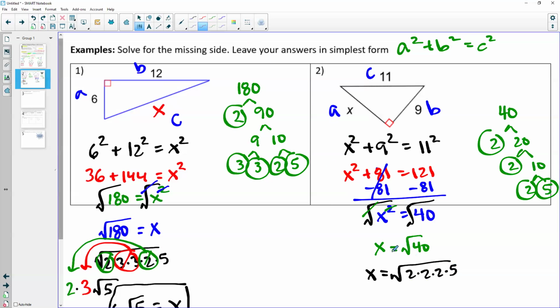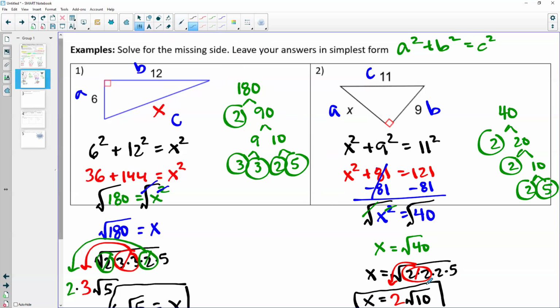All right, and we'll see here that we have a pair of 2's. So one pair of 2 comes out, and what we're left with here is x is equal to, well, 1, 2 came out, so 2. And I don't have any other pairs here, so what we have left under the square root is 2 times 5, which is just 10. So our value for x here on this problem is going to be 2 times the square root of 10.